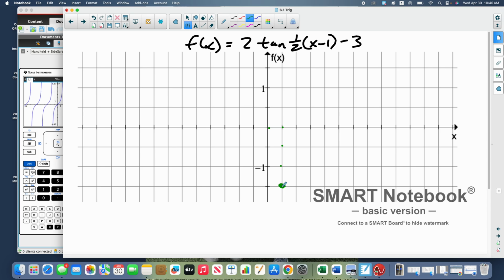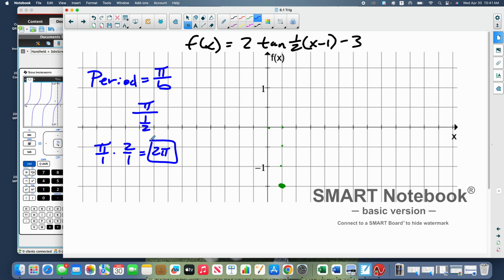What is the period for this graph? I have to use my formula. All right? So the period would be pi over b. So we're going to go pi over 1/2, because the b value is 1/2. I'm going to keep, change, and flip. So 2 pi is going to be the period for this graph. So the period changed. It's not my normal one for a tangent. It's going to be this one.